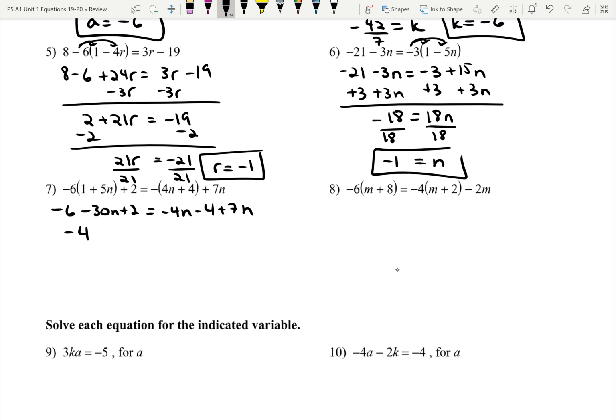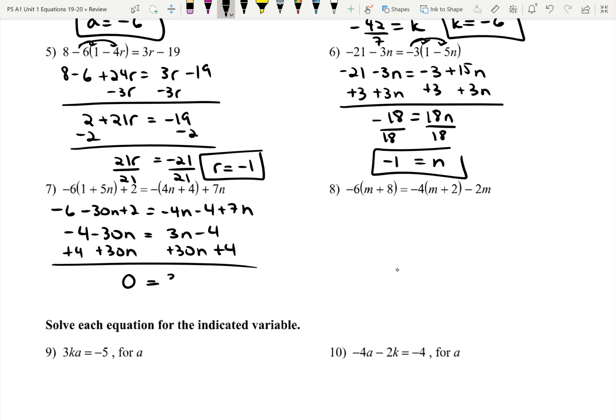We would have negative 4 minus 30n is equal to 3n minus 4. I would choose to add the 30n to each side to get positive n's. Since I'm moving all the n's towards the right, that means I want to move all the numbers towards the left. Now notice everything on the left is canceling, so I have 0 equals 33n. Very important, you have to put that 0 on that side. You can't just let the side of the equation disappear. We would divide each side by 33, and n is equal to 0.